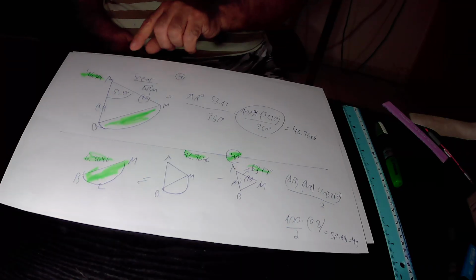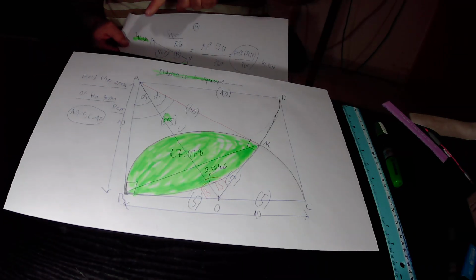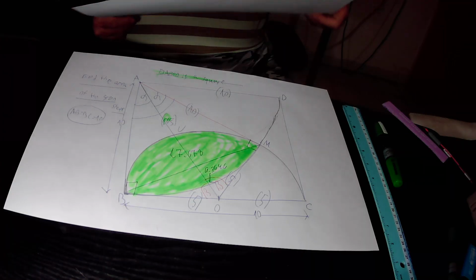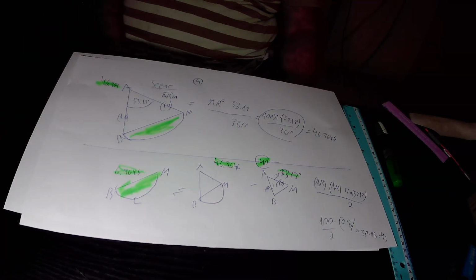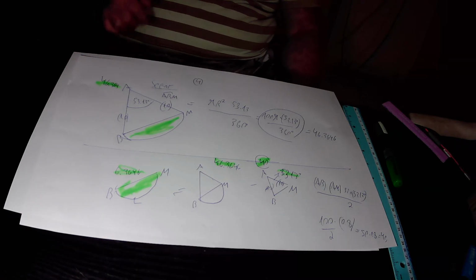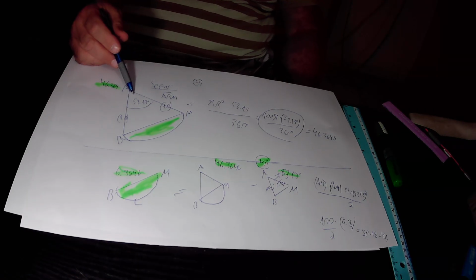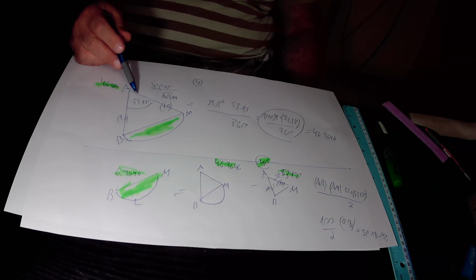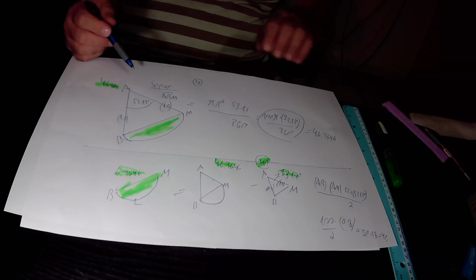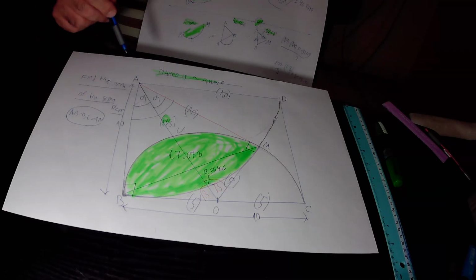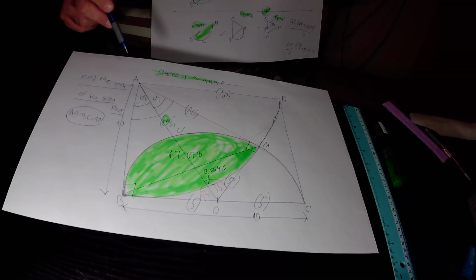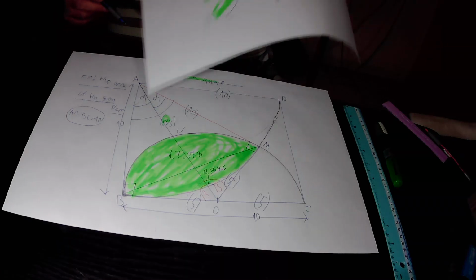So actually, this is sector ABM. This is sector ABM that I copied from the original domain. In sector ABM, this is again 2 alpha, which equals 53.13 degrees in size. AB equals AM equals 10, the radius of the quarter circle.